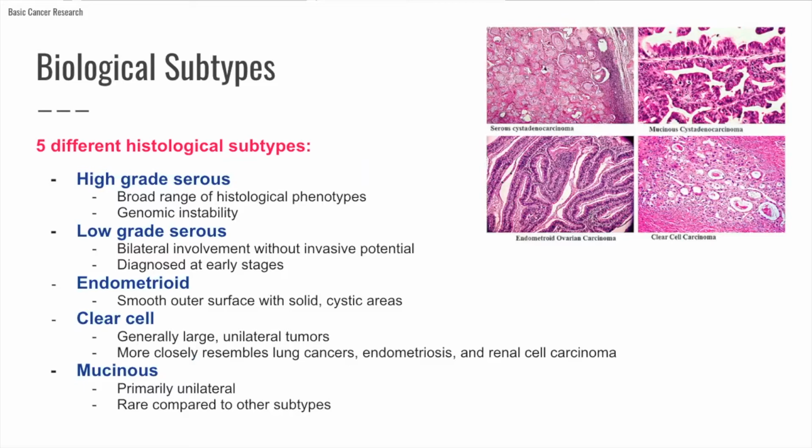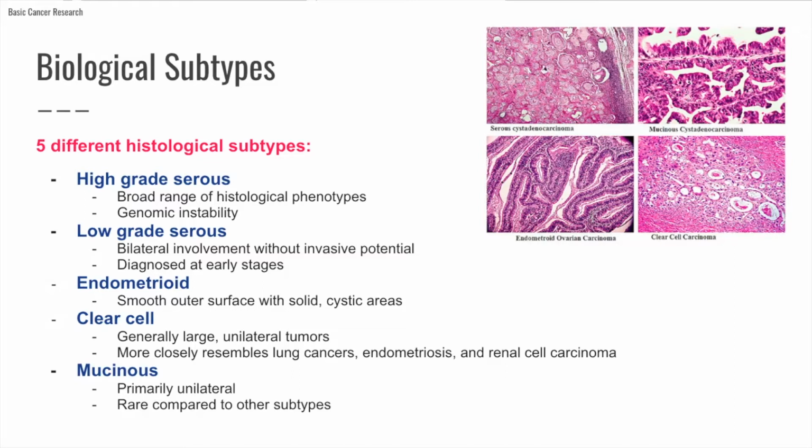Ovarian cancer is not just one disease. Mutations can occur in various cells in the ovaries or in the related areas of the fallopian tubes and the peritoneum. The five main biological subtypes are as listed: high-grade serous, low-grade, endometrial, clear cell, and mucinous. High-grade serous is the most common, taking up around 70 to 74% of all ovarian cancers.